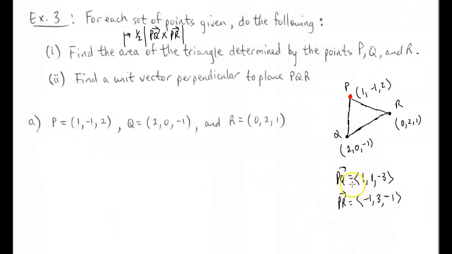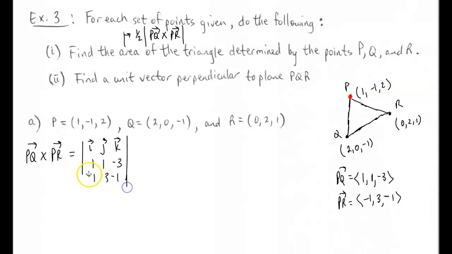All right, so now that we have these vectors here, we can go ahead and figure out what this cross product is going to be. So we'll have PQ cross PR, and we're just going to do the determinant. And we'll have 1, 1, -3, and -1, 3, -1.